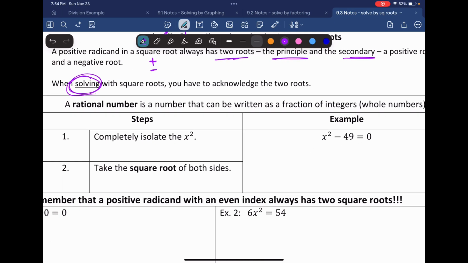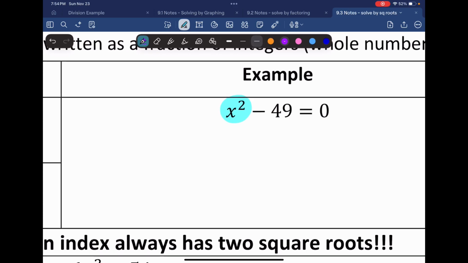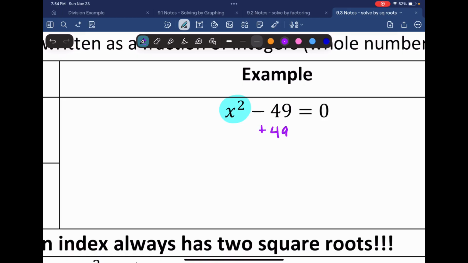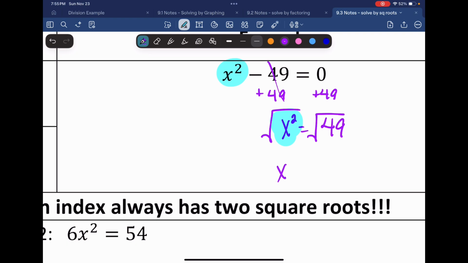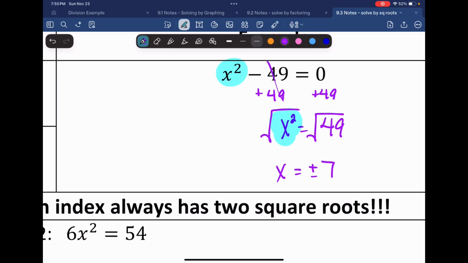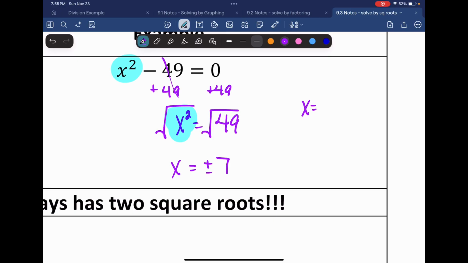So step one is to get your square by itself. I want this guy to be completely alone, which means I'm going to add the 49 to both sides. Once your square is by itself, which it is now, take the square root of both sides. The square root of x squared is x, and the square root of 49 is 7. And this is where you acknowledge both roots, plus or minus. This means one answer is a positive 7, and one answer is a negative 7.